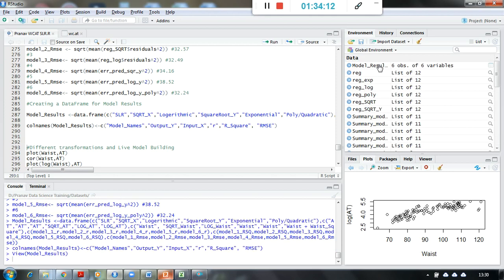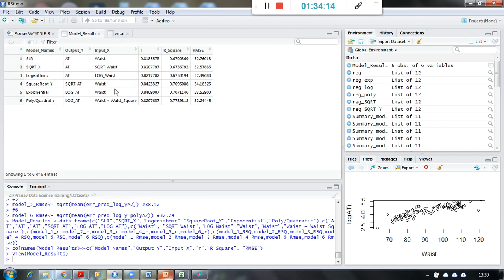Now let us print the model result and look at this. This is the summary of our model results. We have built 6 models. First was simple linear regression, in which we took output y as AT as it is, and input x as waist as it is. The small r value, the correlation between these two, was this. The r square for this model was 0.67, and the RMSE was 32.76.